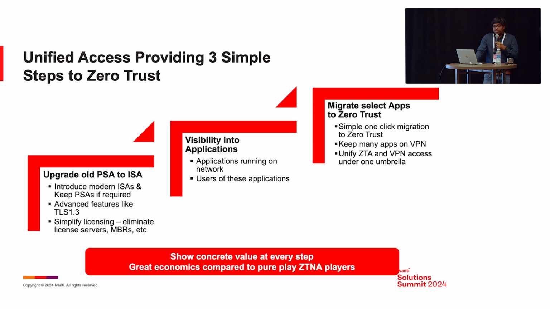And it's not just about the final destination, right? At every step we actually show a concrete value, as I just mentioned. Just by hooking the Neurons controller that we have to your VPN gateways, you get complete visibility of what users access through VPN. So that itself is a concrete step in terms of identifying what applications users use.